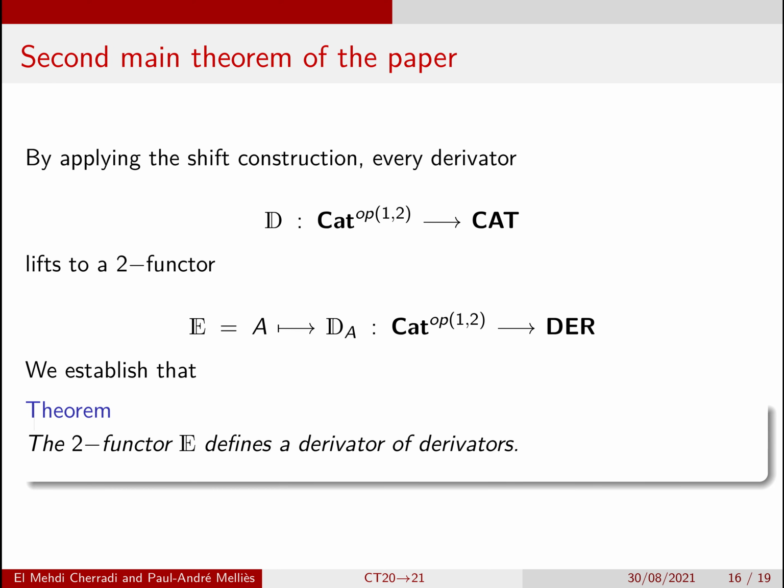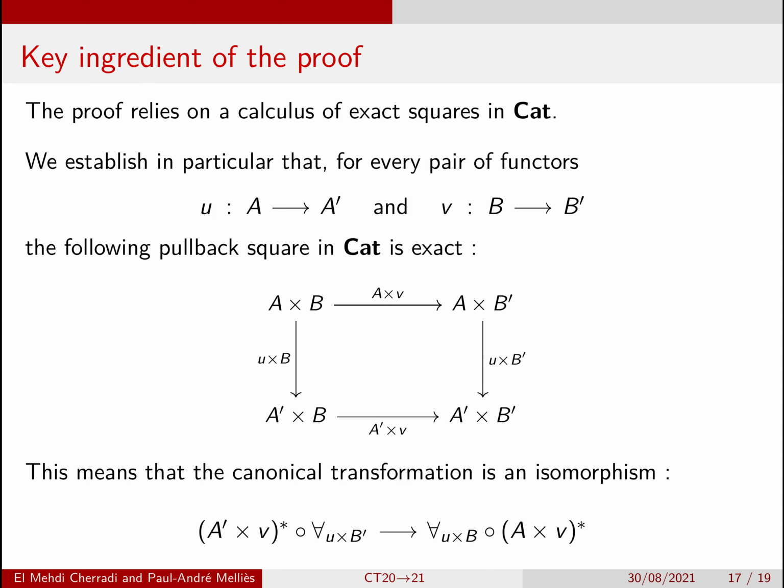We are now in a position to state the second main theorem of the paper. By applying this shift construction globally, defining a 2-functor that associates to every small category A the derivator D^A, we have constructed a 2-functor that defines a derivator in the category Cat, so a derivator of derivators. The key ingredient of the proof this time is a calculus of exact squares in Cat. We have established in particular that if we have two functors U and V in Cat, then the following pullback square is exact, in the sense that the induced mate transformation is invertible.